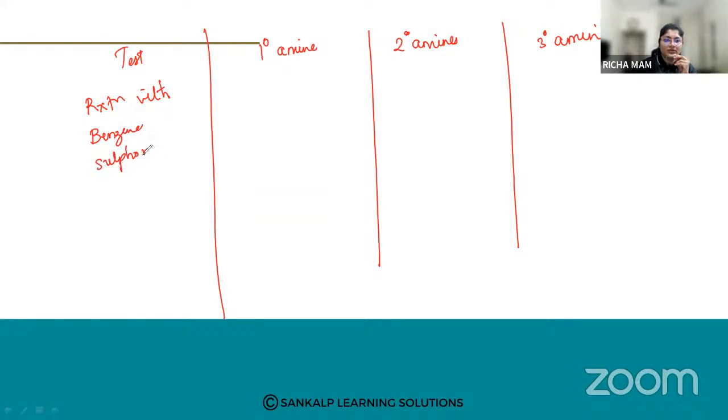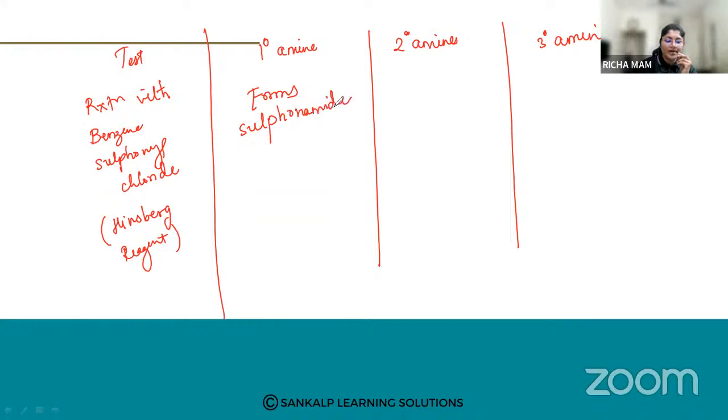What is benzene sulfonyl chloride called as? Hinsberg reagent. Remember this, okay? Hinsberg reagent. What does it form with primary amine? It forms sulfonamides, which are soluble in alkali.